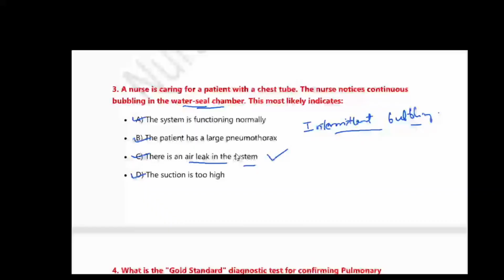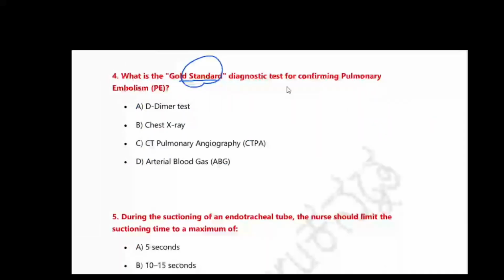Next MCQ is, what is the gold standard? This is the keyword. What is the gold standard diagnostic test for confirming pulmonary embolism? Before seeing the options, we will see the meaning of pulmonary embolism. What is pulmonary embolism? PE. Pulmonary embolism means presence of blood clot in pulmonary artery.